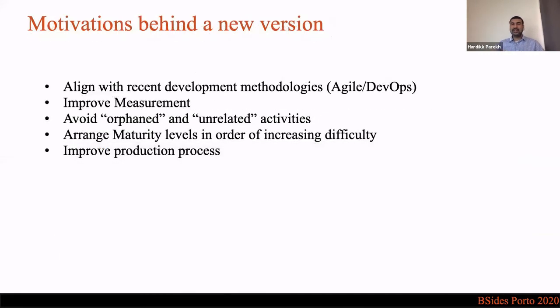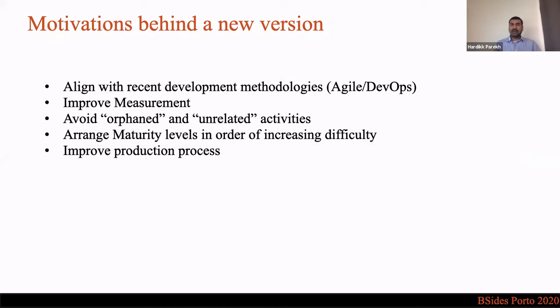Now, one would ask, what are the motivations behind coming up with the new version? SAMM 1.5 was good enough. Why come up with a new version 2.0? These are the top reasons we have. Number 1 was we wanted to align with the last 4 or 5 years. The industry has moved more and more towards DevOps and Agile methodology from waterfall.